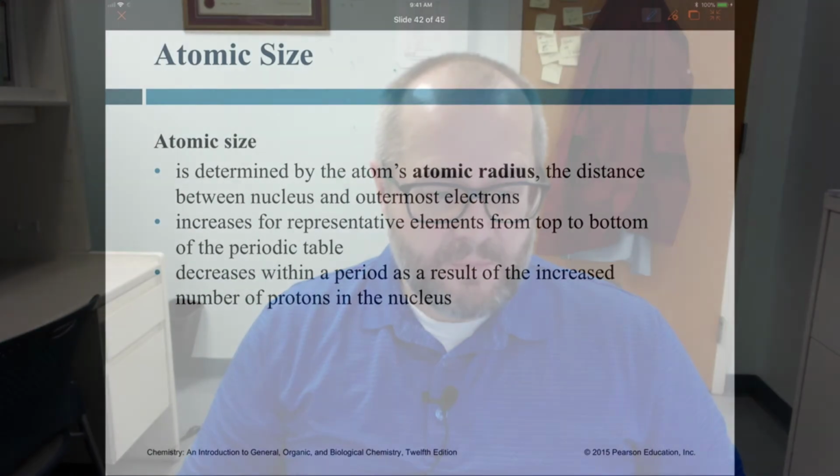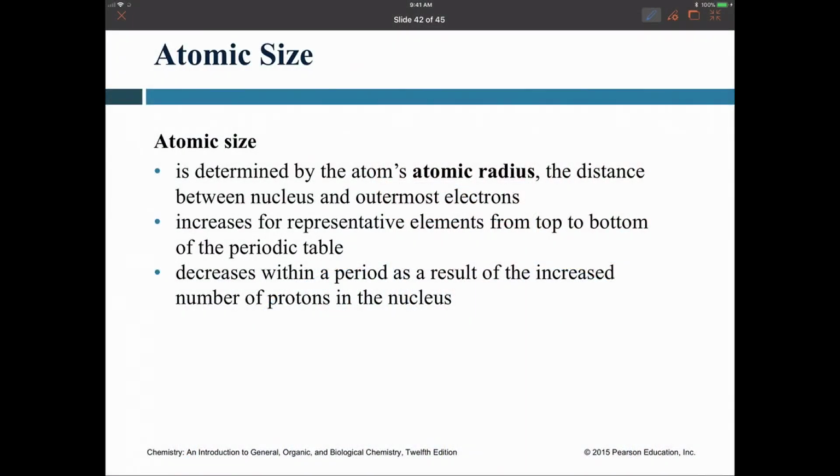All right, so now let's look at some rules here. The atomic size will increase for the representative elements from the top to the bottom of the periodic table. In other words, as you go down a group, atoms get larger. So for example, look in your periodic table, which you should have with you right now, at fluorine and iodine in group 17. Fluorine is at the top of the table, iodine is towards the bottom. Fluorine has a much smaller atomic radius than iodine.